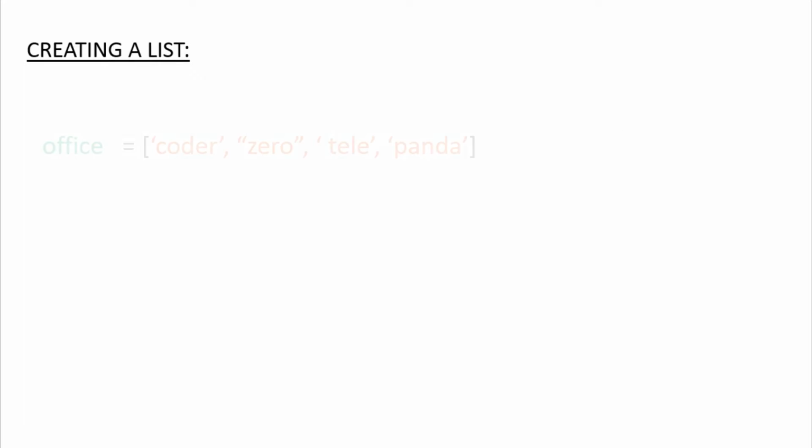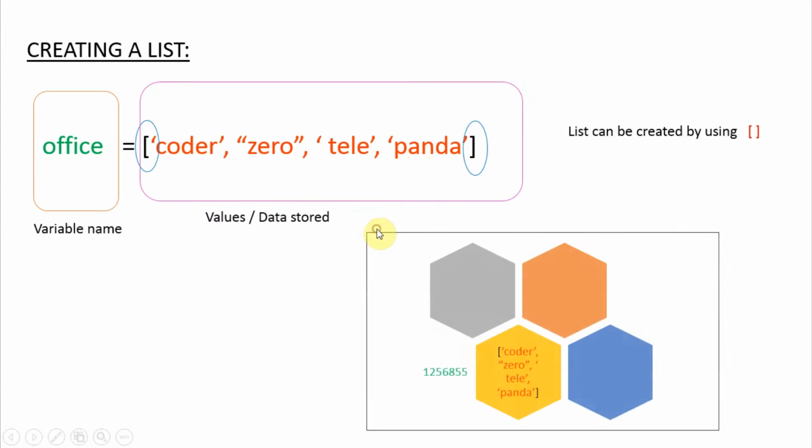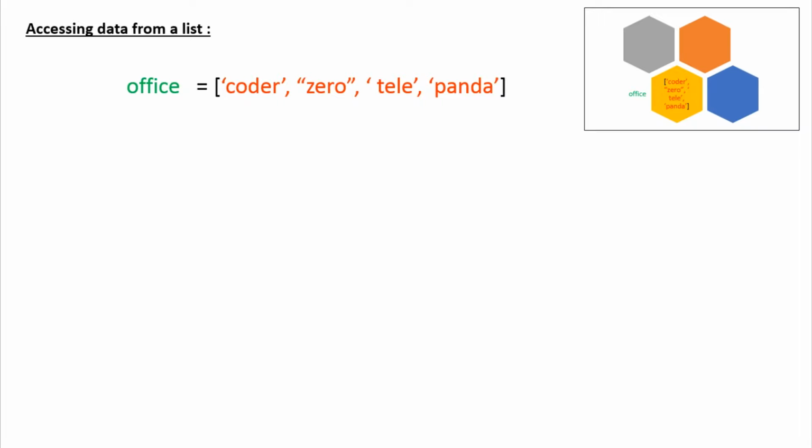So let's create a list. We have seen this in strings also. This is the variable name, then this is our list. This is our whole list, and these are the elements, the items of the list, right? When we create a list, it gets stored at some location in memory, then a memory address will be created. The variable will be pointing to that memory address. So now we have created a list.